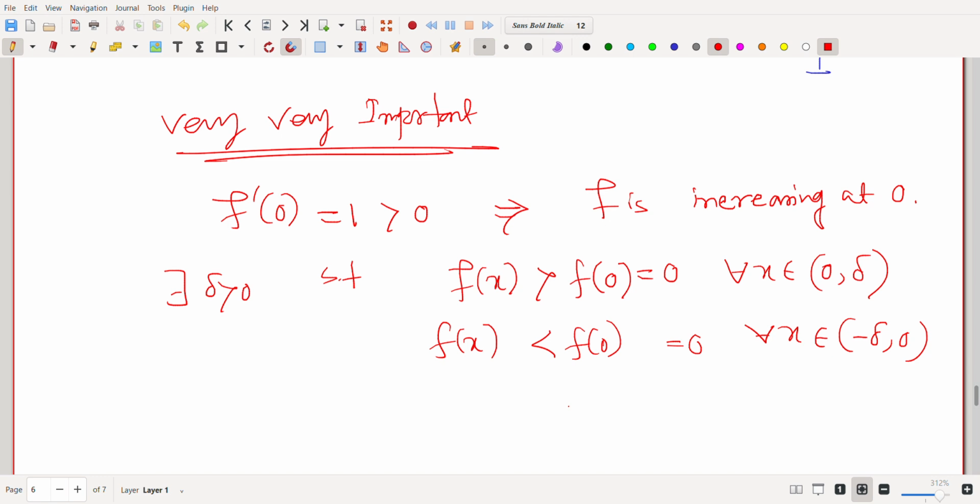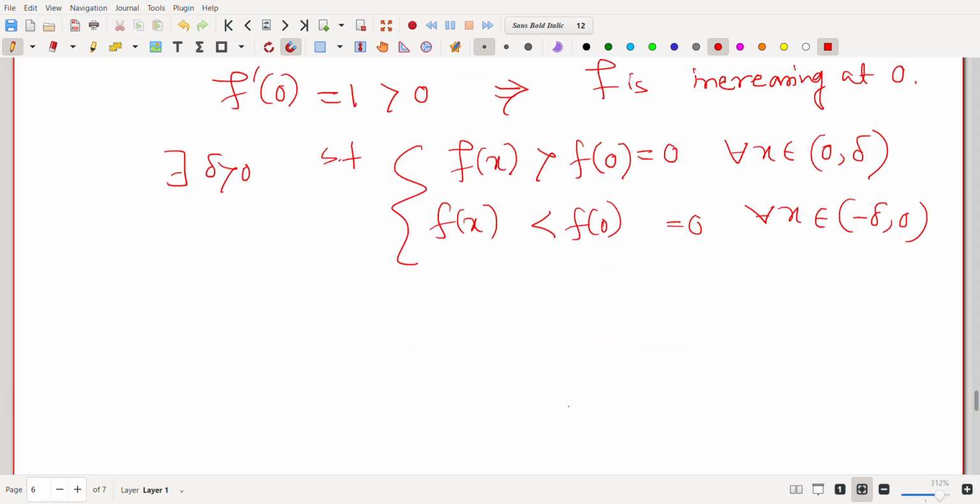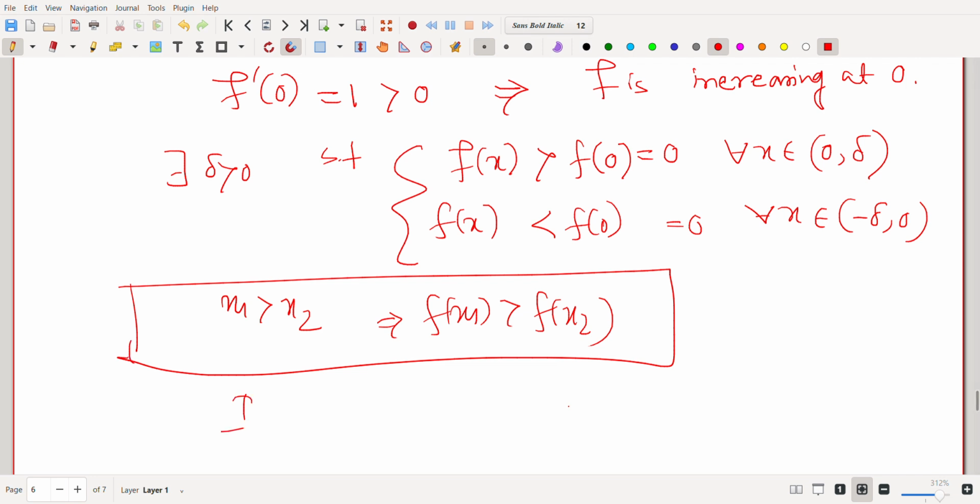Since f dash 0 equal to 1, which is greater than 0, that will imply f is increasing at 0, and that will imply these two conditions hold. But when I need to check whether f is increasing on some interval, I need to check that x1 greater than x2 implies f of x1 greater than f of x2, right? I need to check this.